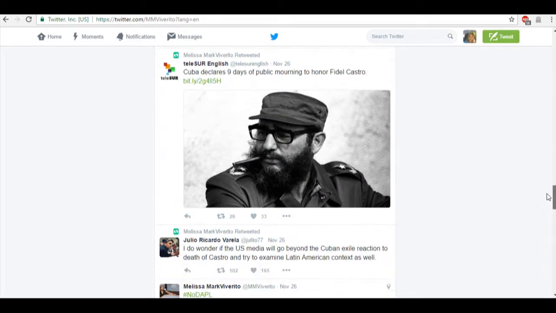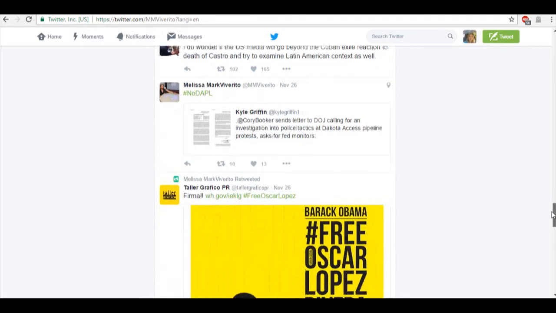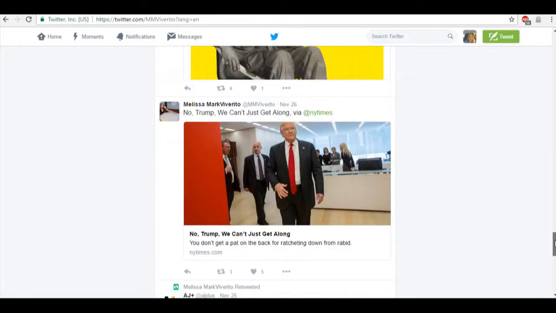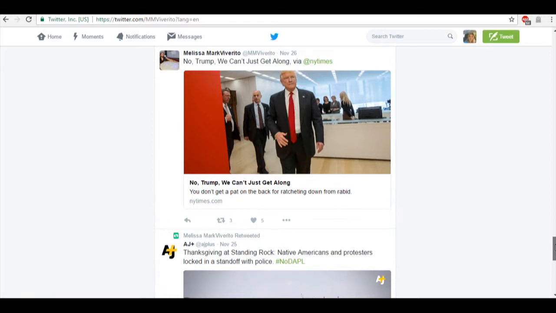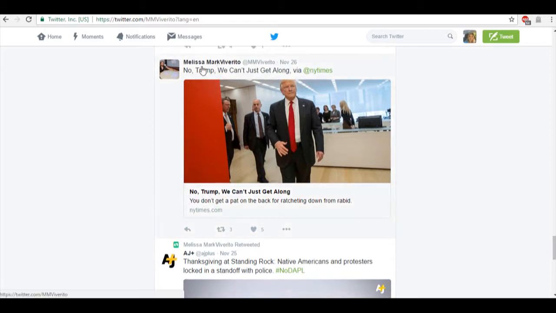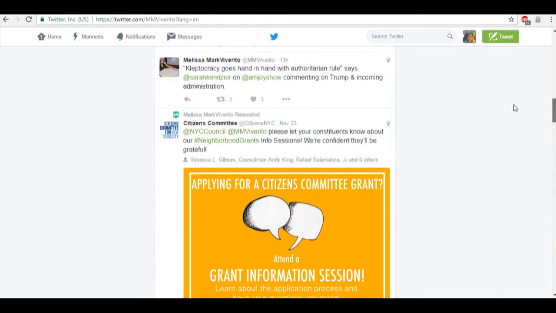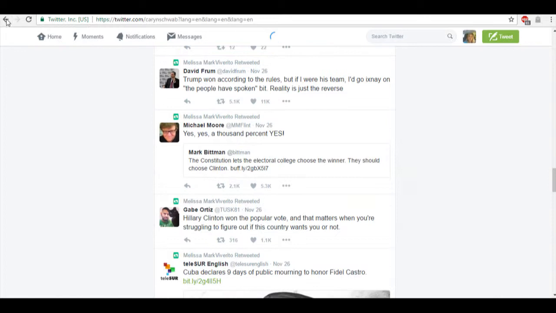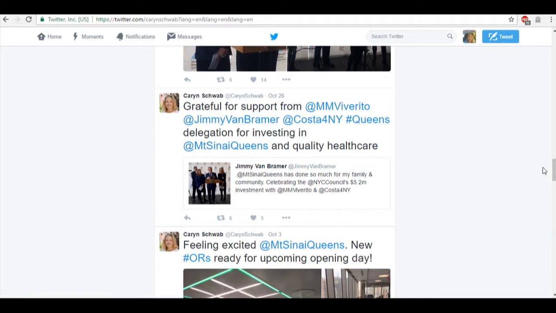This one, the voodoo that goes on in Cuba is unreal. Voodoo magic, black magic. All you have to do is look it up, about the satanic rituals that they are involved in. Melissa, no Trump, we can't just get along. And so therefore you're seeing who's involved in this. Hillary Clinton. Okay, because she's also involved in the human resources.